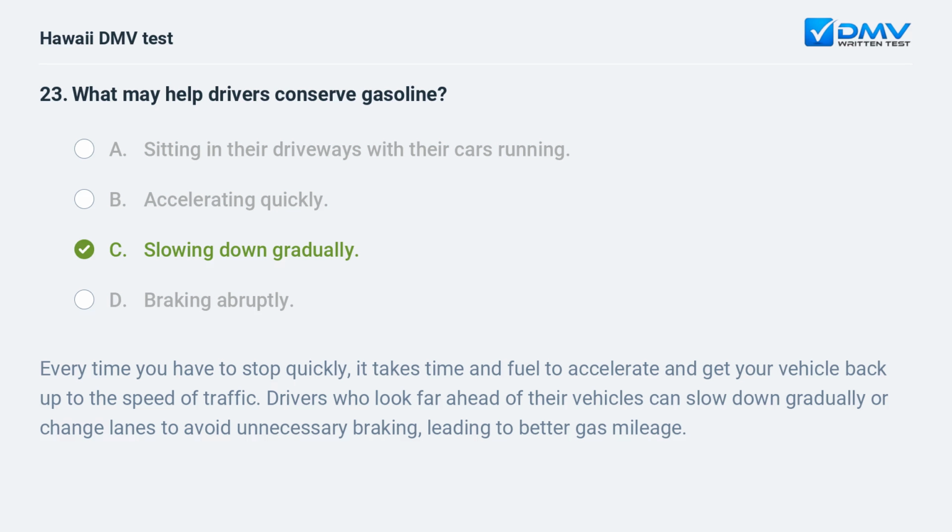C. Slowing down gradually. Every time you have to stop quickly, it takes time and fuel to accelerate and get your vehicle back up to the speed of traffic. Drivers who look far ahead of their vehicles can slow down gradually or change lanes to avoid unnecessary braking, leading to better gas mileage.